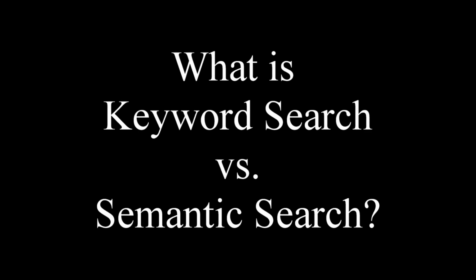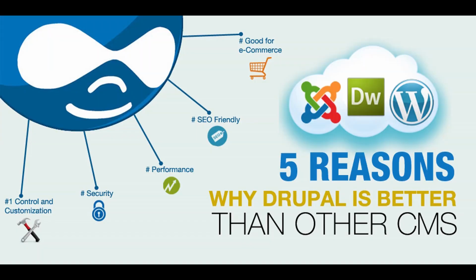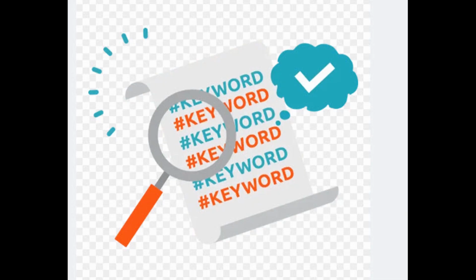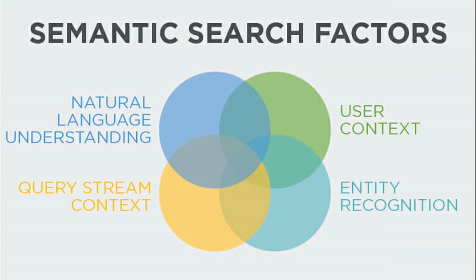What is semantic search versus keyword search? Drupal is a popular content management system that's often used to manage, organize, and facilitate searches through a variety of content like articles, blogs, and PDF files, and other media files. When it comes to searching through this content, though, there are two common approaches: keyword search and semantic search.